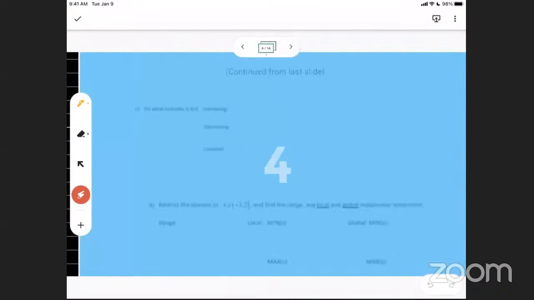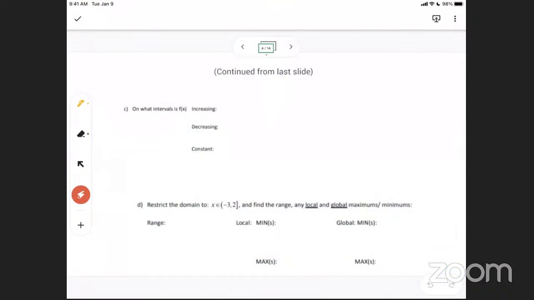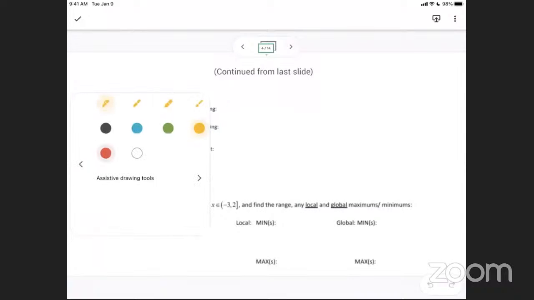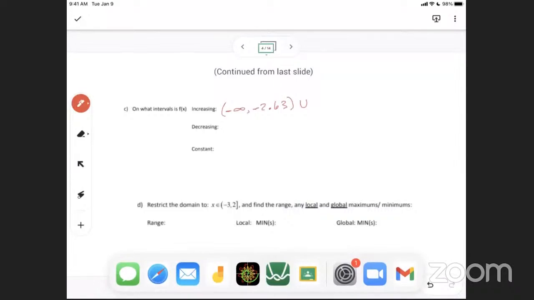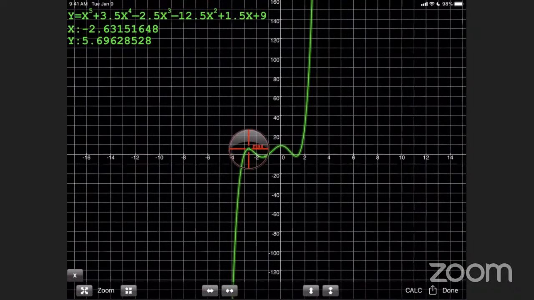I'm going to write that it's increasing from negative infinity to -2, approximately 0.63. And then I'm going to go union, and I'm going to find the next min point, because remember, now it's going to increase from there, all the way up to the max again.